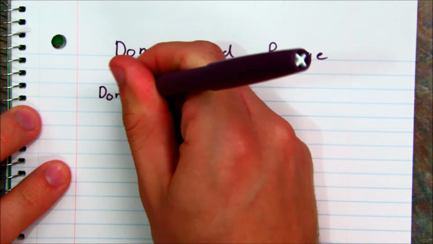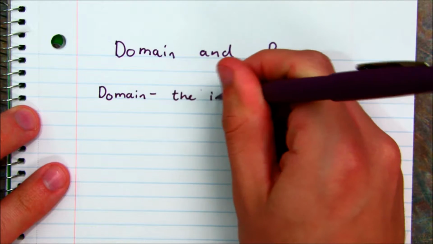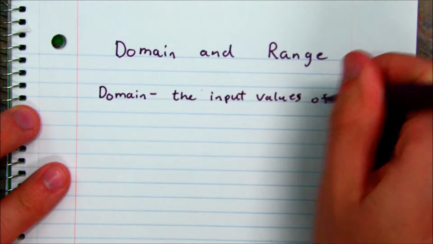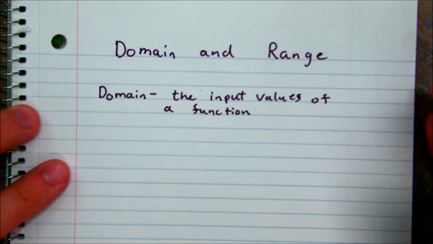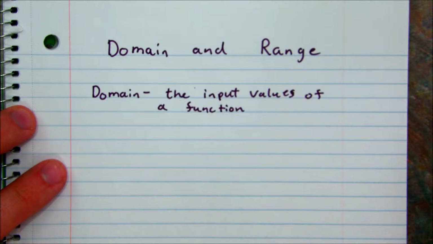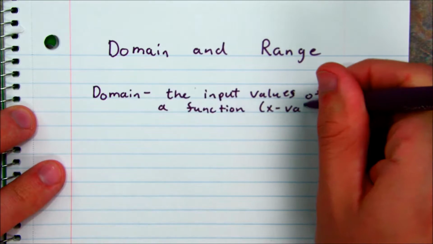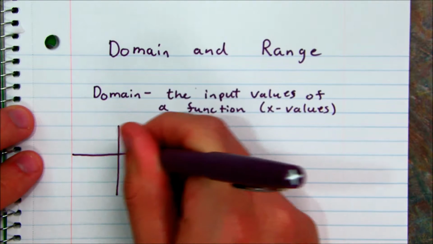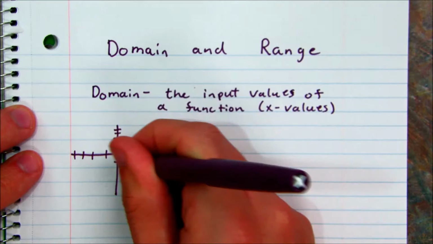Now, first, let's start with a definition. Let's start with domain. The domain is the input values of a function. If you remember, a function is a special type of equation where each input has exactly one output. These inputs are a lot of times referred to as the x values. If we are graphing on a standard xy coordinate plane, the x values are the inputs and the y values are the outputs.